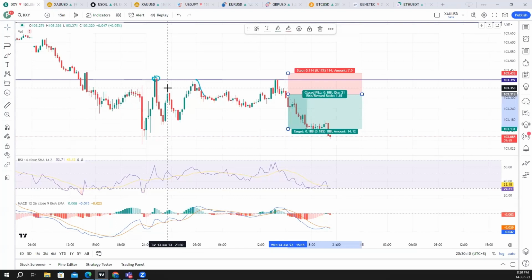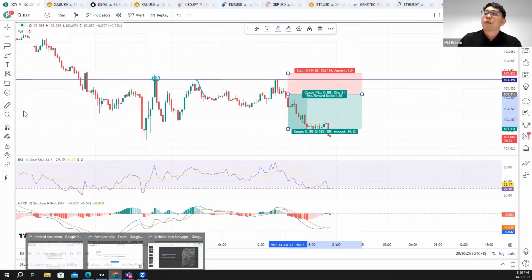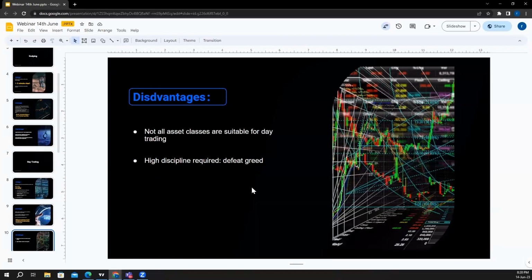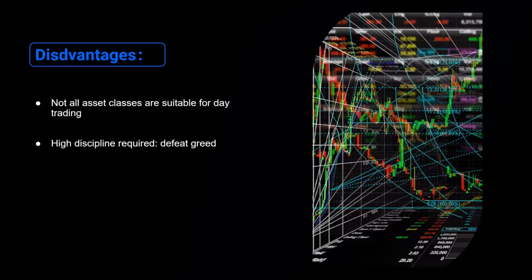Because if you open a position for a day, from early morning of your time until before you go to bed, you close the position, maybe you're just making a few pips. Okay, so not all asset classes are suitable for scalping and also day trading strategy. And this also again requires high discipline.